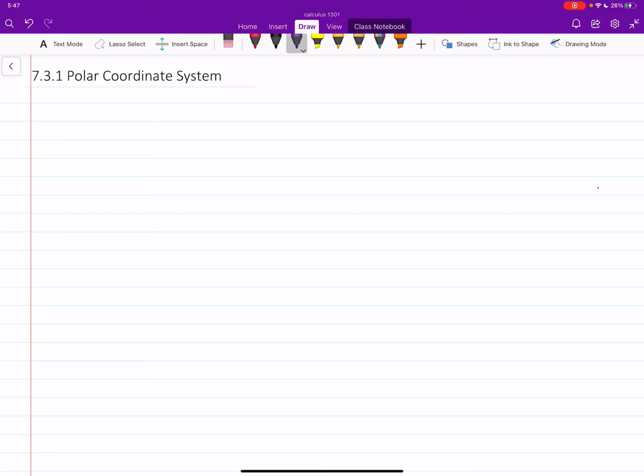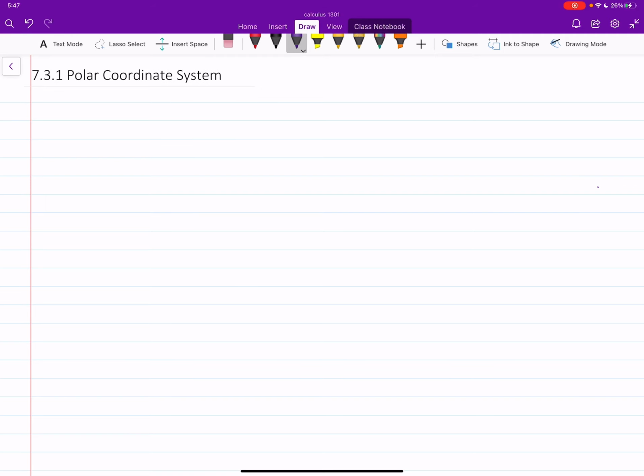Hello everyone. In this video we will introduce the polar coordinate system and we will show how to plot a point given by these coordinates. So far we know that to describe a point in the plane we have what's called the Cartesian coordinate system, in which every point is identified by a pair of numbers.